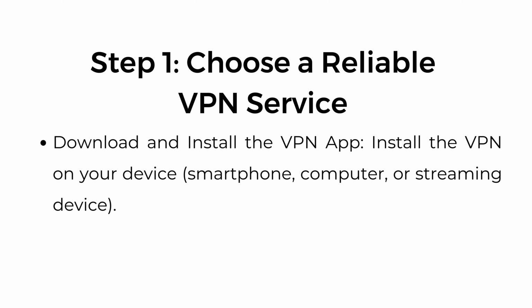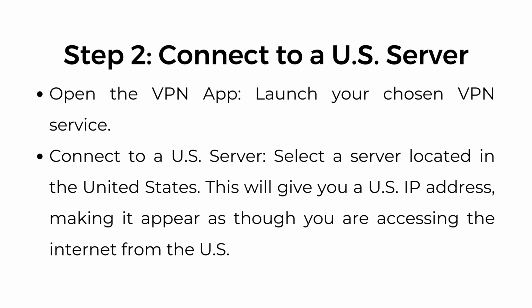Download and install the VPN app. Install the VPN on your device. Step number 2. Connect to a US server. Open the VPN app. Launch your chosen VPN service. Connect to a US server. Select a server located in the United States.